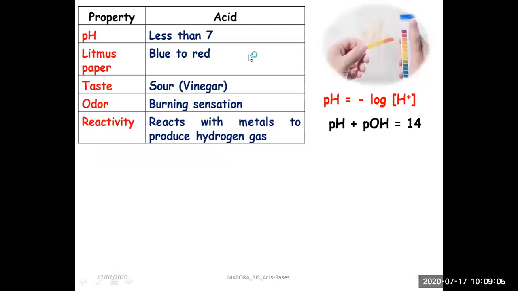So in general, properties of acids: their pH will be less than 7, they will convert blue litmus into red, they are sour in taste, they have a burning sensation, and they react with metals to produce hydrogen gas. The strength of an acid is generally measured in the form of its pH, and pH, that is power of hydrogen, is mathematically expressed as the negative logarithm of H plus ion concentration to the base 10. The pH scale has two parts, pH and pOH, and the relation between pH and pOH is given as pH plus pOH is equal to 14.